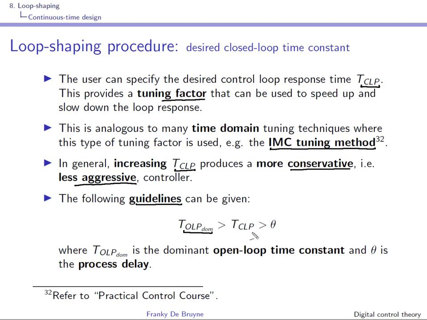Well, if you have chosen your closed loop time constant too small, you will see that the loop shaping becomes very difficult, in the sense that it's difficult to have a smooth transition around the crossover frequency over a large frequency range, so typically more than a decade. So if you see that this is becoming difficult or impossible, it's probably because you have chosen this desired closed loop time constant too small.